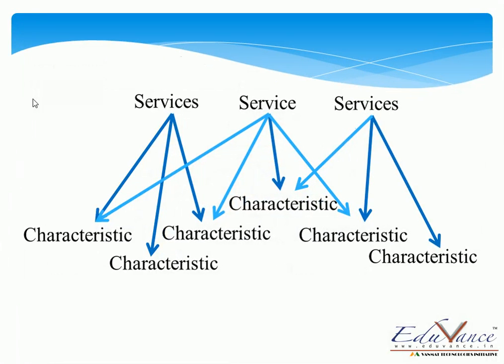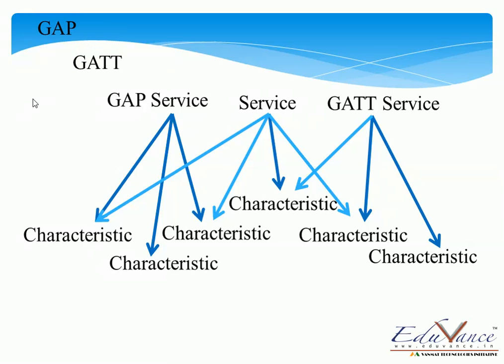After this, we know that there are services and characteristics. Now there are certain services, or I'll say two services, which are the GAP service and the GATT service. Now you will wonder, why is this a service? The GAP and GATT are layers, right? They shouldn't be services. The work of the GAP service and GATT service is to provide service to the GAP and GATT layers.